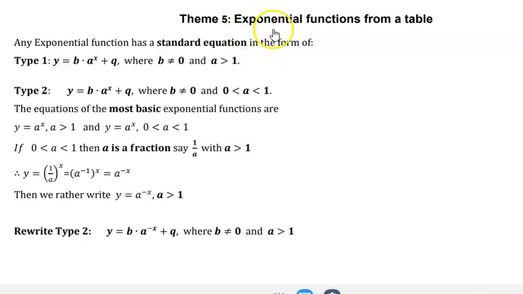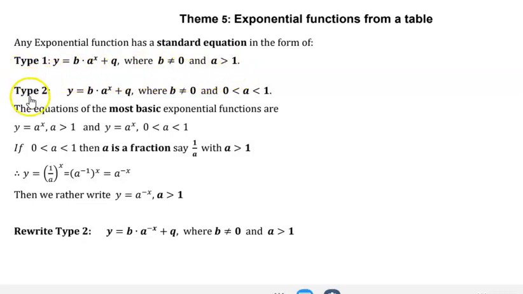In this video we will look at exponential functions, but we will use a table to first determine the basic shape of an exponential function. The standard form of any exponential function will be this: y equal to b, that is just a constant, times a to the power of x plus q. b is never 0 and a in this case is positive. This is our first type.